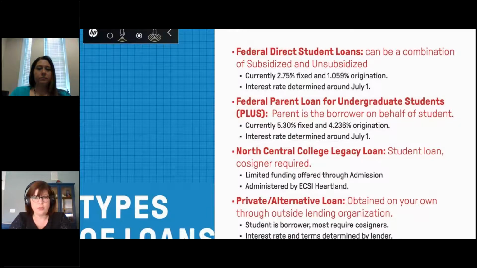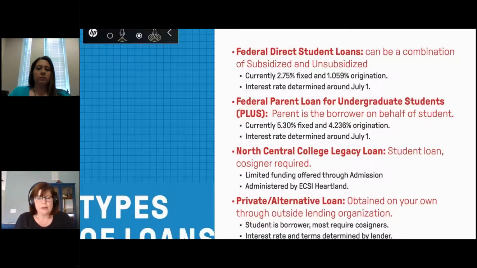Some student loan options: if you've done the FAFSA and received your award letter, the federal direct loans would have been offered to you. The federal direct student loans can be a combination of subsidized and unsubsidized. The feds have just released the interest rate for the loans for the 2021 school year. They're going to be fixed at 2.75%. That is the lowest it's been in a number of years. Given economic circumstances, all of the loan interest rates through the federal government have significantly decreased for the year.